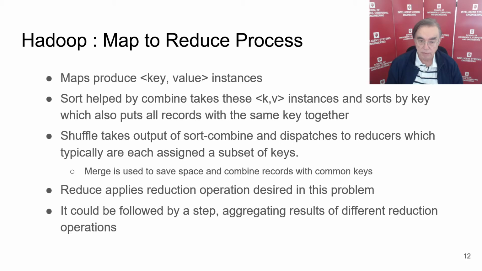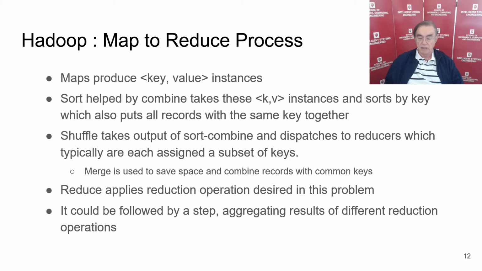Then sort follows combine and takes these instances and sorts by the key value, because typically each key is reduced on a different reducer. Actually, a particular reducer has multiple keys, but all instances of a key are done on one particular reducer. You don't reduce some of the instances of a particular key on one reducer and the others on a different reducer.